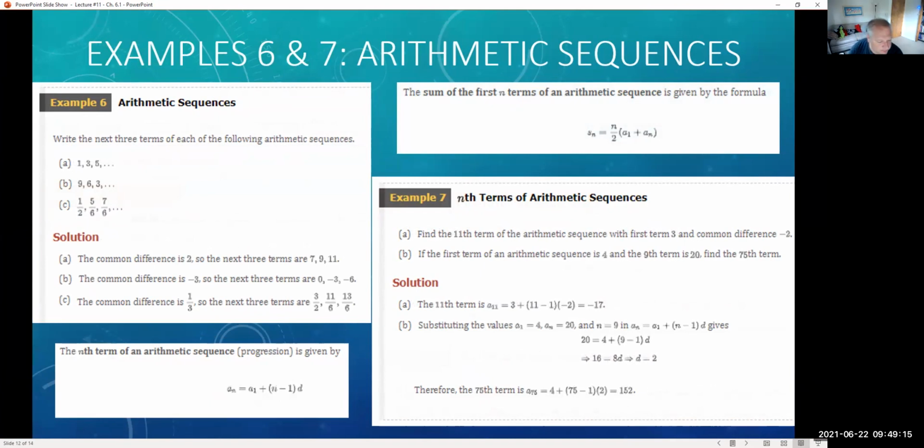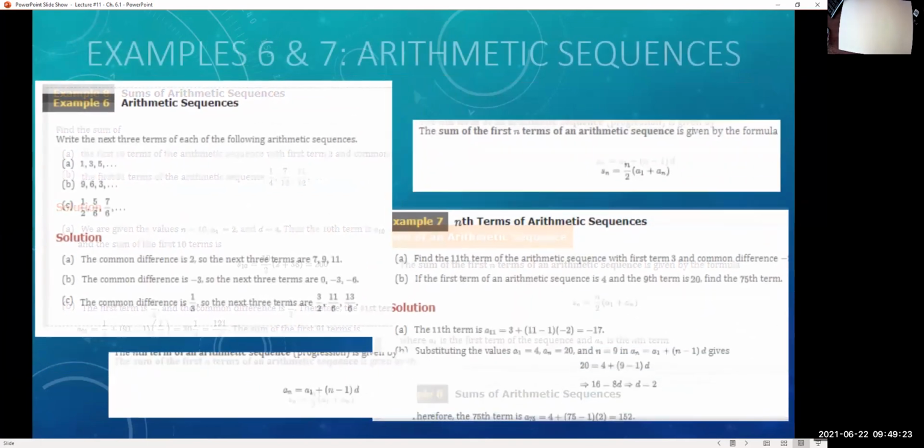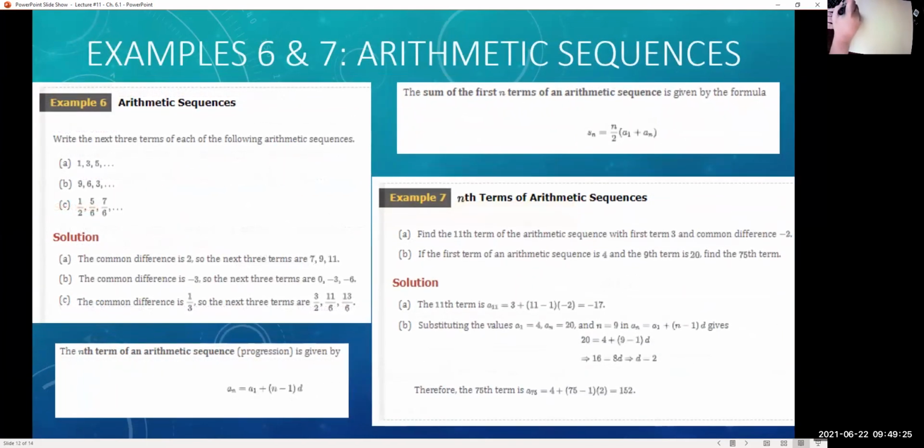Let me just jot them down. This is example 6. And we're going to do first 1, 3, 5. Then we're going to do 9, 6, 3. And then we're going to do 1/2, 5/6, 7/6. And you're asked to write the next 3 terms of each. So make sure that you answer the question that they're actually asking you about.